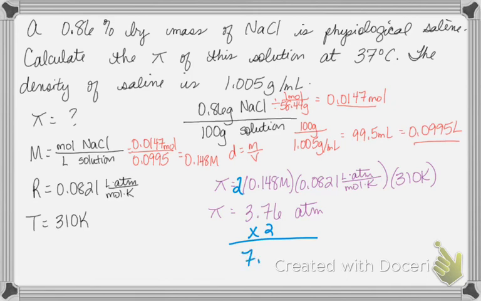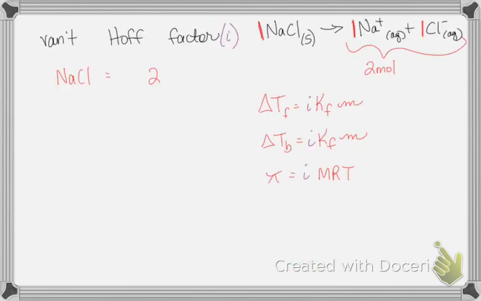So the real answer is 7.52 atmospheres. Had this solution been talking about, say, the molarity had worked out the same and it had been 0.148 molar, like sugar, okay? Sugar is a molecular compound. Molecular compounds are not electrolytes. They do not ionize in solution. So if you had table sugar, C12H22O11, yes, it'll dissolve in water, but it stays as a molecule in water. So a mole of sugar is a mole of particles in solution.